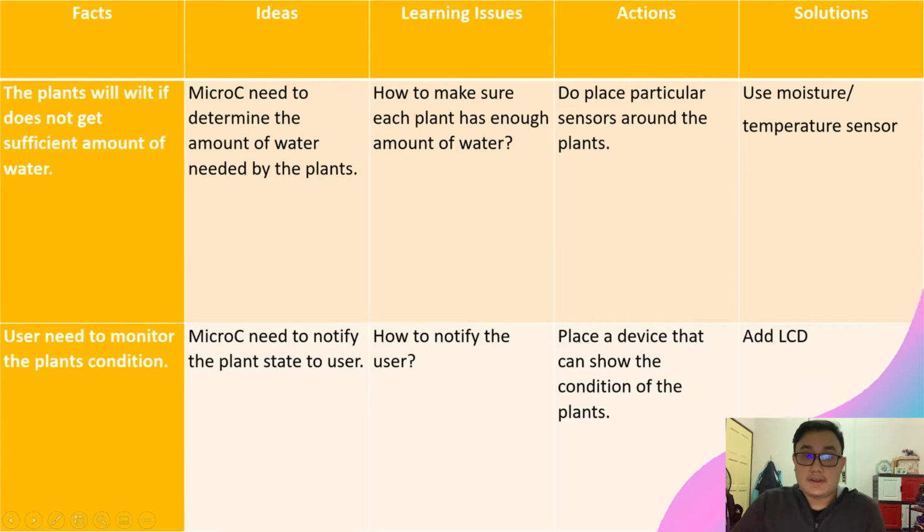For the last point, facts: the user needs to monitor the plant's condition. Ideas: the microcontroller needs to notify the user of the plant state. Learning issues: how to notify the user. For the action: place a device that can show the condition of the plants. And the solution is adding an LCD.